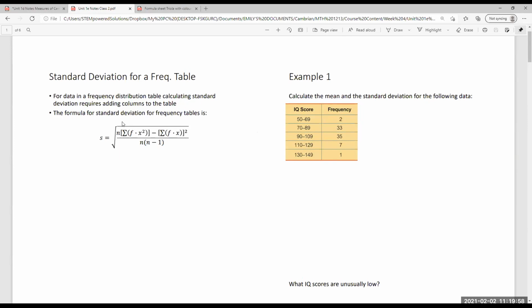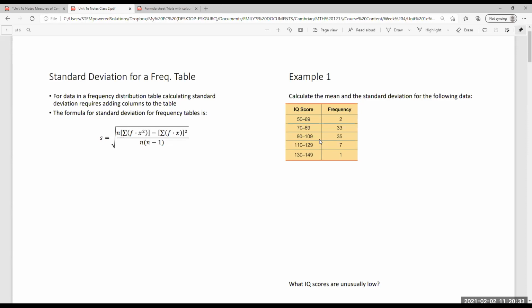The standard deviation is equal to the square root of the number of data points that you have in total. So that would be the sum of all the frequencies. So you have to add up all the frequencies, and then multiplied by the frequencies times their x, which is the midpoint.